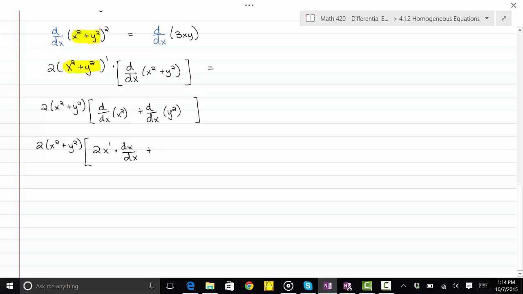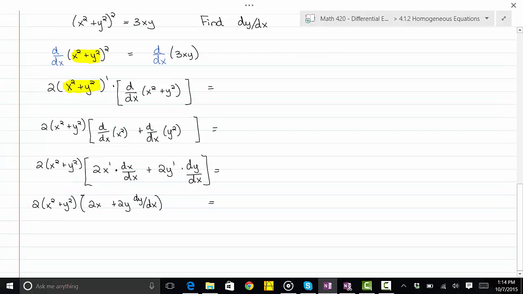Plus the derivative of something squared. Remember, the derivative of something squared is 2 times that something to the first power times the derivative of that something. Now, just cleaning up that left-hand side, I have 2 times the quantity x squared plus y squared, and I'm left with 2x plus 2y times dy dx. A lot of people like to write that as y prime, but I'm going to leave it as dy dx for the moment.